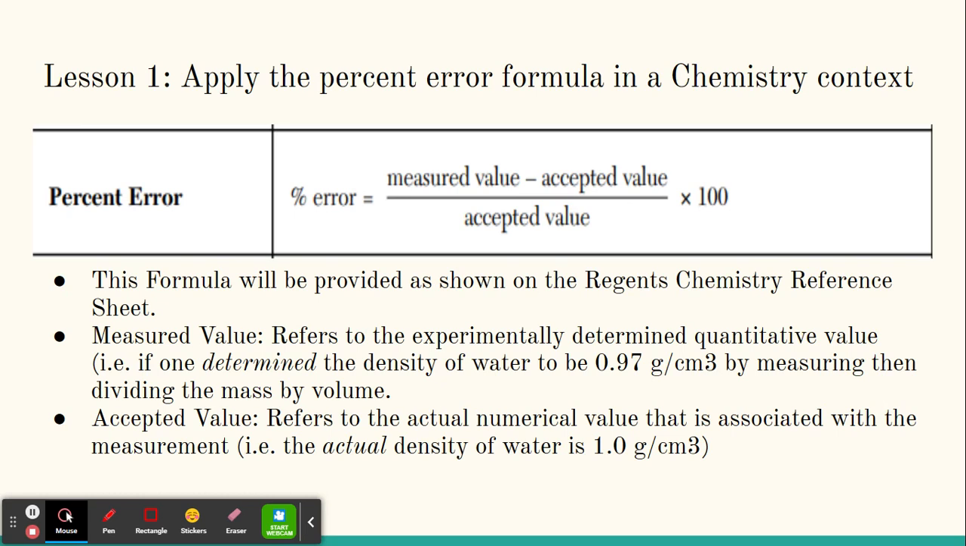The accepted value is the scientifically noted numerical value, which in this case for the density of water is 1 gram per cubic centimeter. So if you were going to apply the percent error formula to this context, you would do 0.97 minus 1 divided by 1 multiplied by 100.